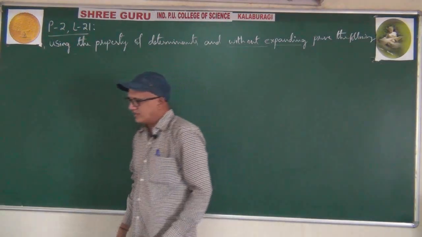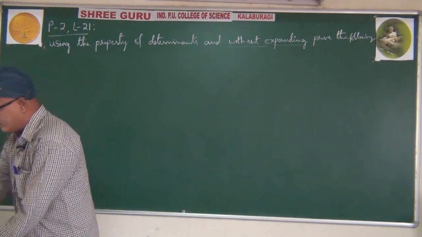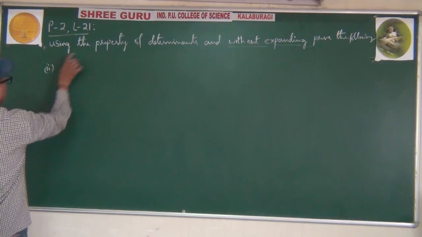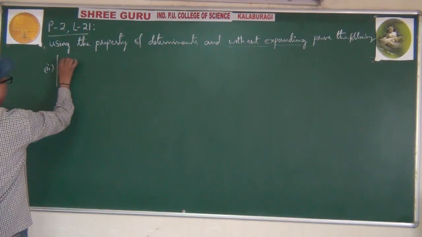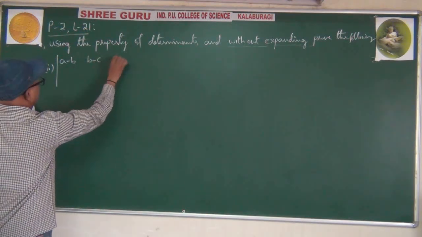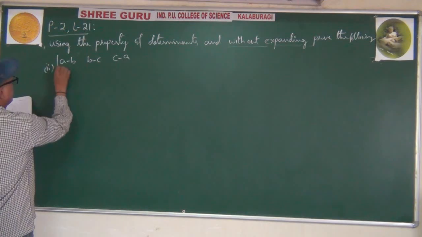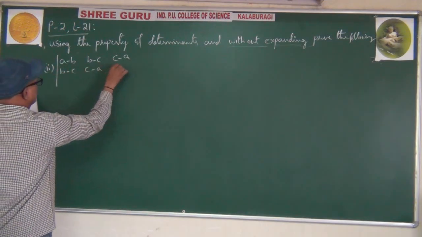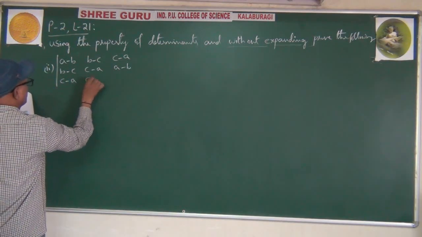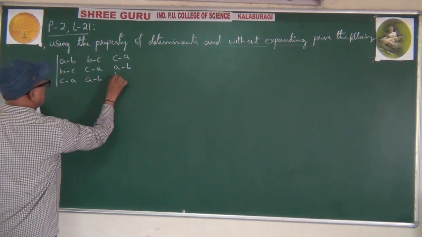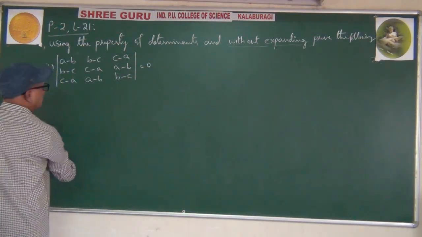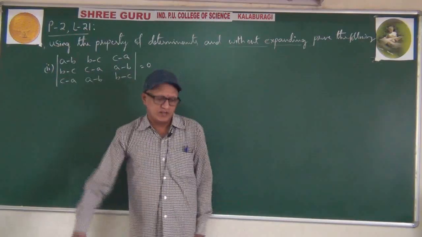Okay? Now let us see the second sub question. A minus B, B minus C, C minus A, B minus C, C minus A, A minus B, C minus A, A minus B, B minus C, equal to 0. This also 0. Right?